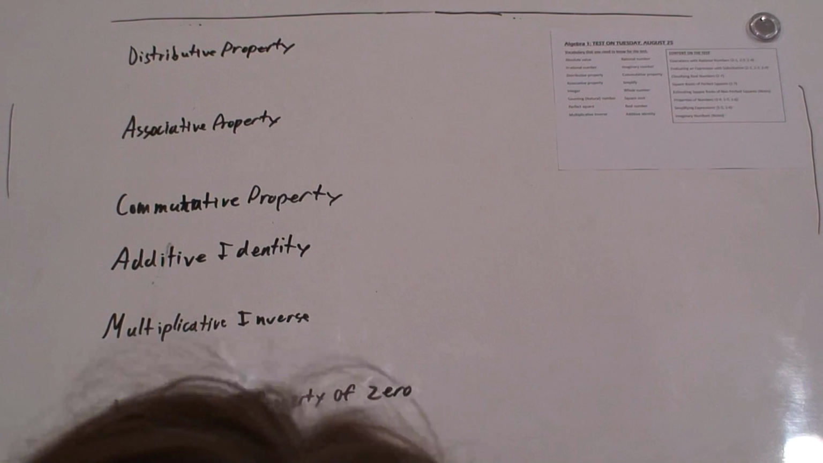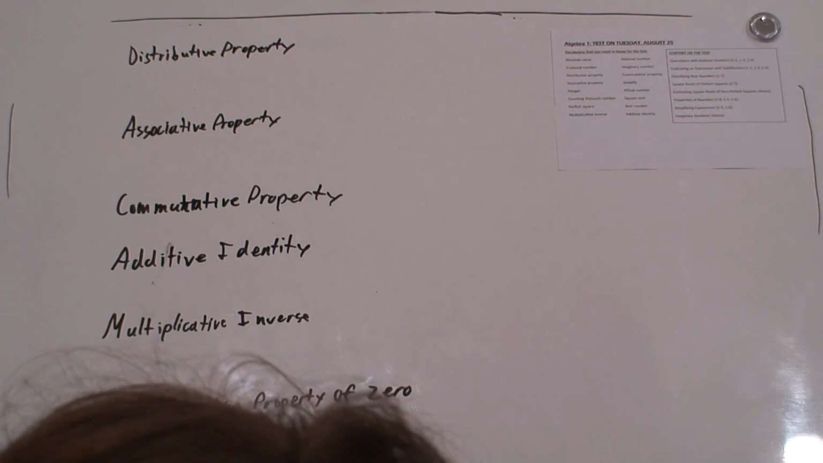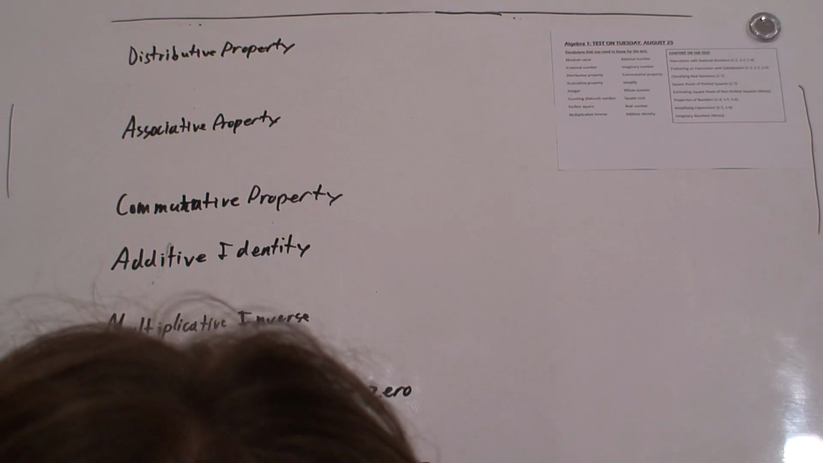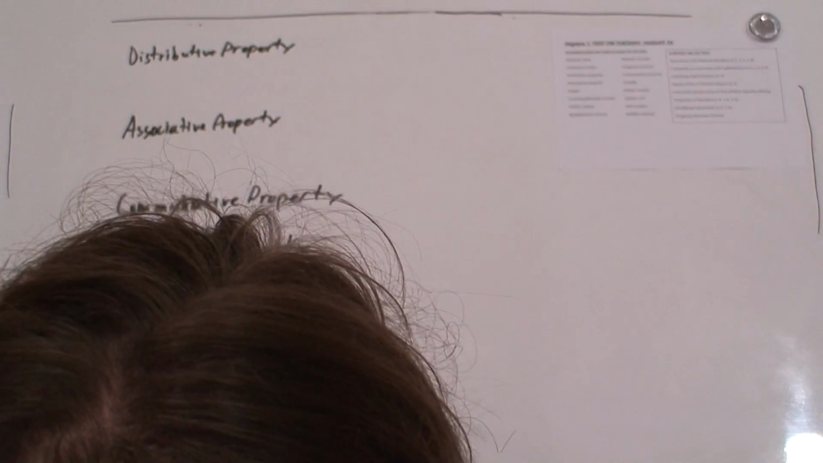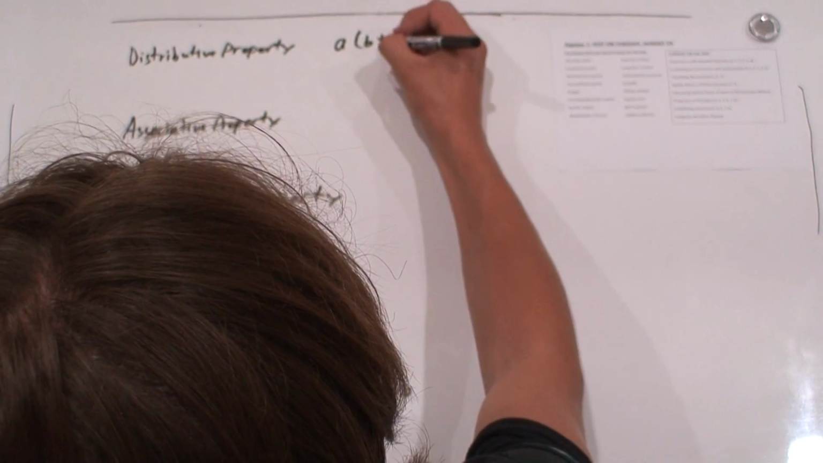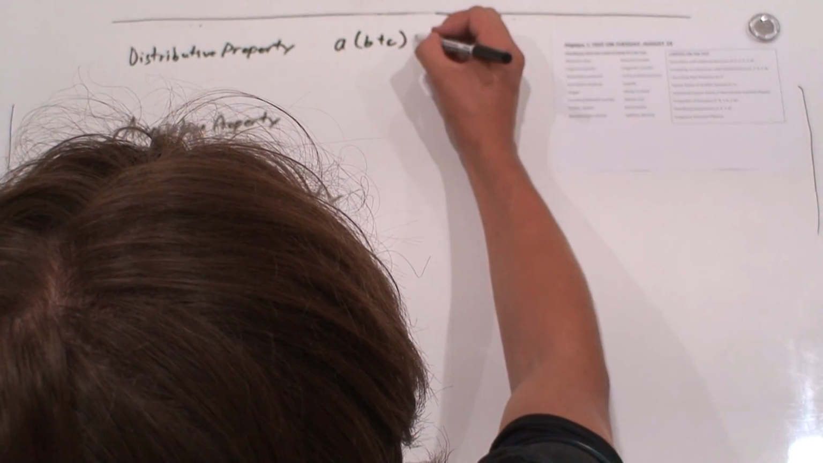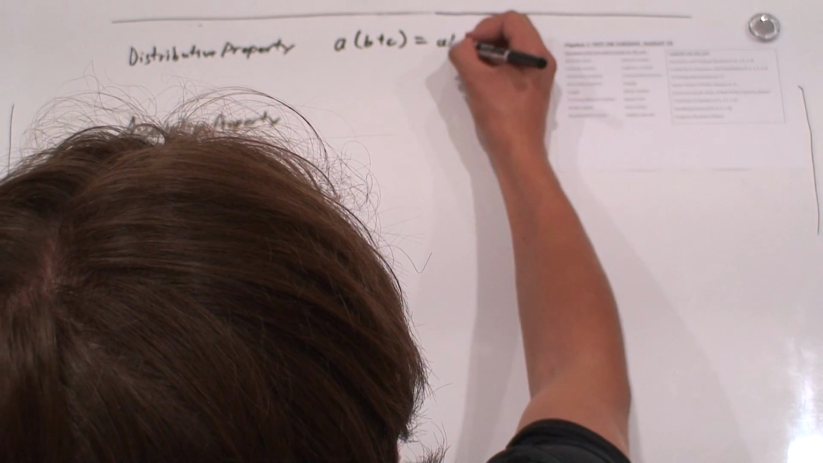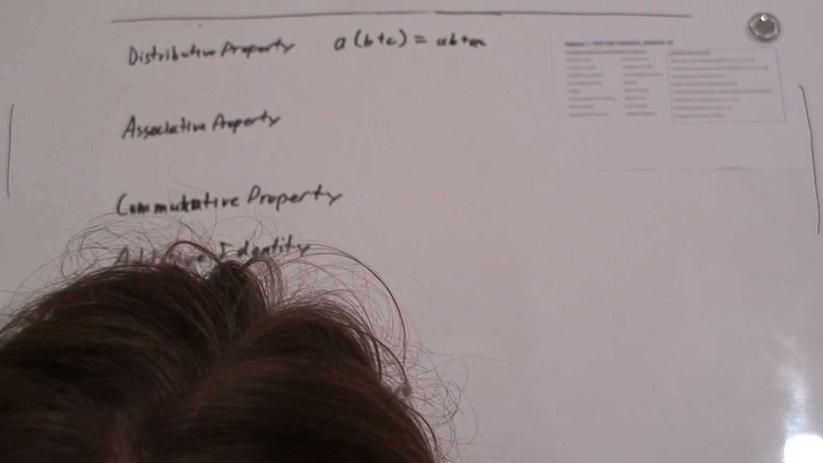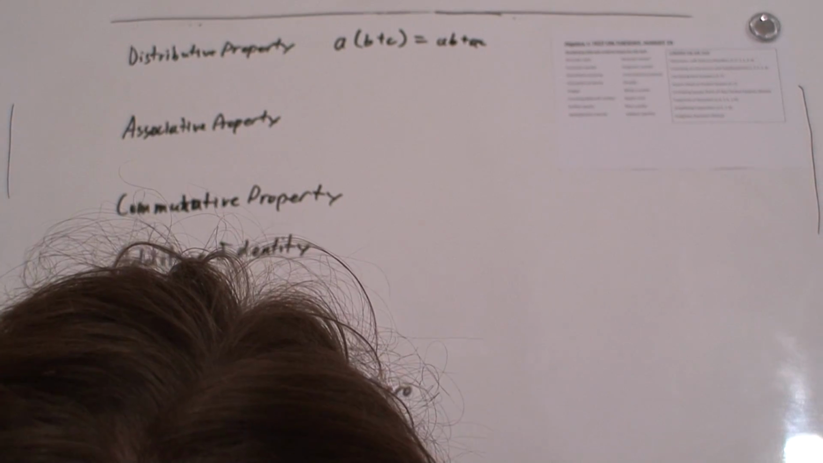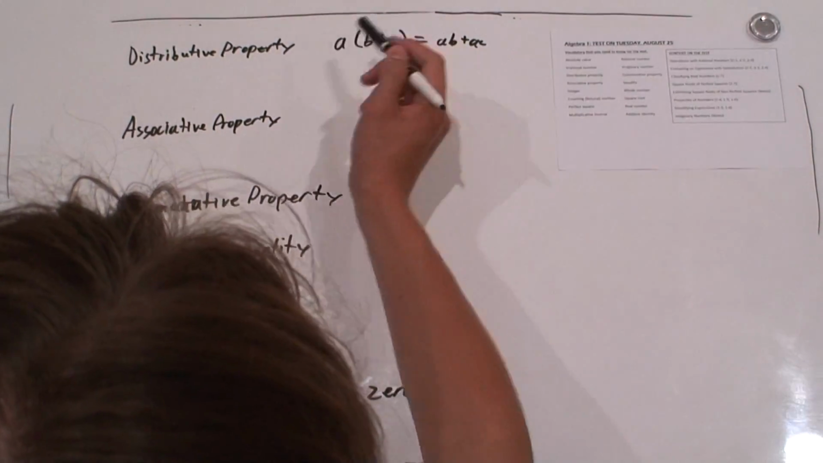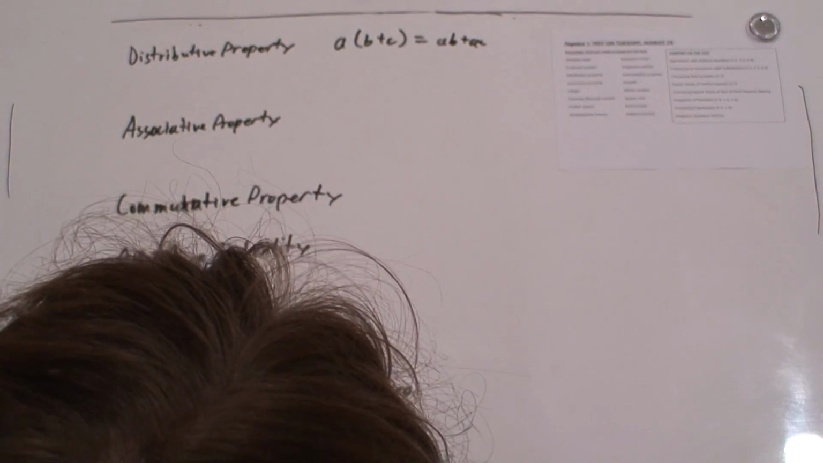So, these are the rest of the vocabulary. We can start off with the distributive property, which states that A times (B plus C) is equal to A times B plus A times C. What this basically means is that you can take a number outside of the parentheses and distribute it to all the numbers inside the parentheses.